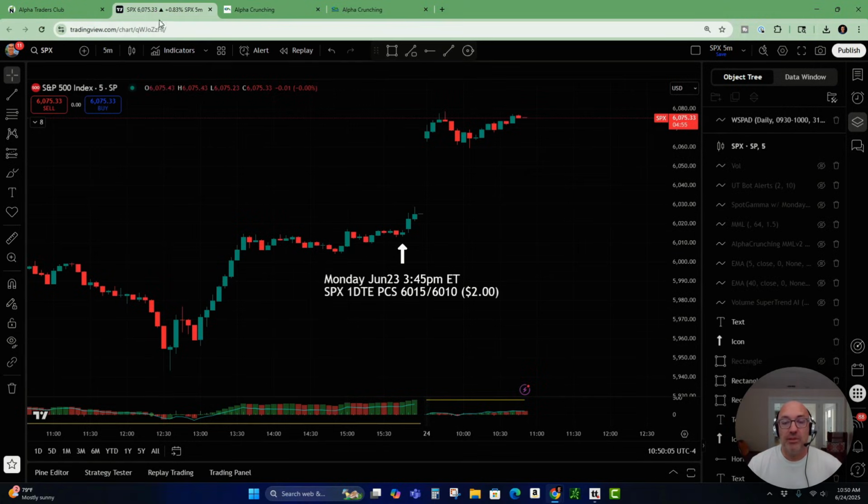So if we take a look at the chart, this was a 5-minute chart of SPX. And on Monday, June 23rd at 3:45 p.m., we sold the one day to expiration put credit spread with the strikes of 60-15, 60-10. We got a credit of $2. So we can see right here towards the close, and it was basically right at the money. Now, we got a large gap up today, which means that this put credit spread immediately went into basically close to max profit. We could have easily closed this trade for a profit and have been done for the day. So that's always an option too.